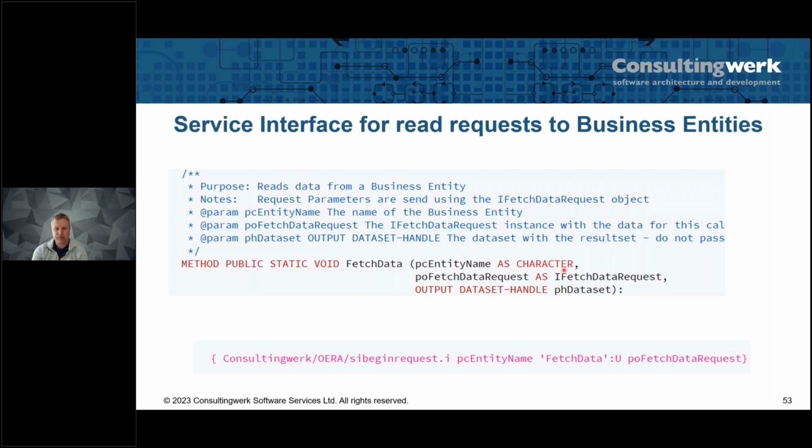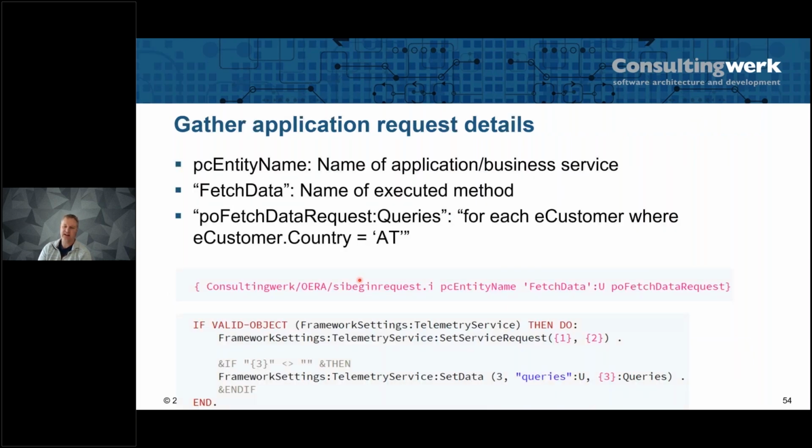This is just an example, especially if we have standardized interfaces. So this is a service interface class. It's got a fetch data method. It takes an entity name, which is going to be customer business entity, and it's going to take some context, some data around that fetch request. This is going to have stuff like queries in it. And in our standard include, we can say, okay, let us go and set that data out.